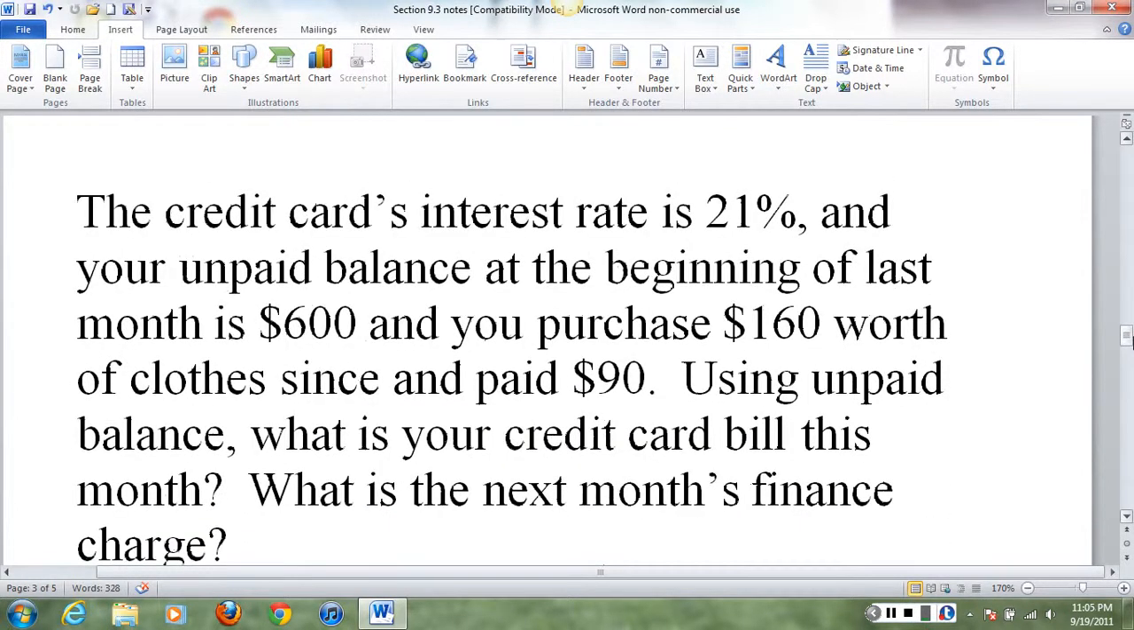So for example, with the credit card interest rate 21%, and your unpaid balance from last month was $600, you purchased $160 worth of clothes since, and then paid $90 towards that amount. Using our unpaid balance method, what is your credit card bill this month? And then what's the following month's finance charge?